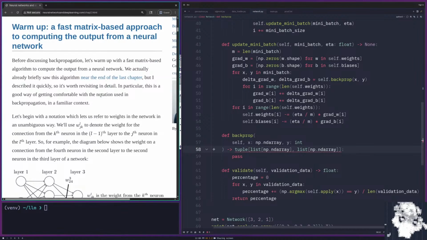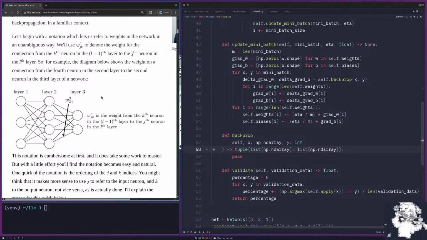Warm-up: a fast matrix-based approach to computing the output from a neural network. Before discussing backpropagation, let's warm up with a fast matrix-based algorithm to compute the output from a neural network. We actually already briefly saw this algorithm near the end of the last chapter, but I described it quickly, so it's worth revisiting in detail. In particular, this is a good way of getting comfortable with the notation used in backpropagation in a familiar context.